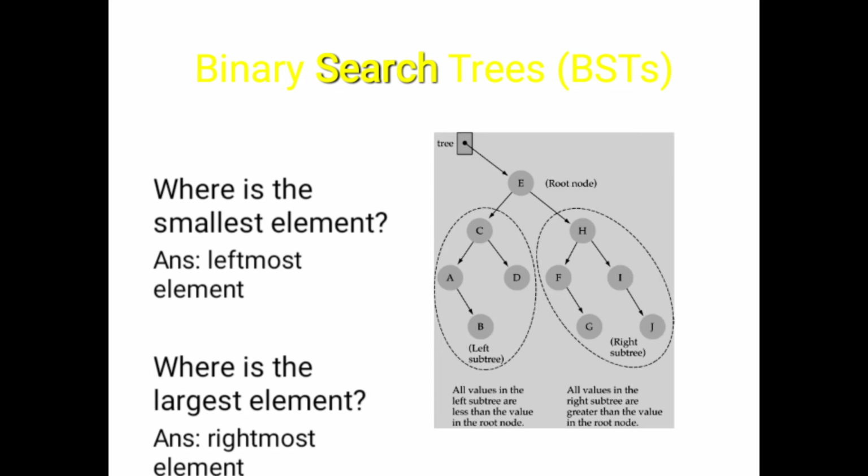Why is this concept used? Because a binary search tree has a property that all the elements on the left side will be lesser than the root node, and to the right side, all the elements will be greater than the root node.